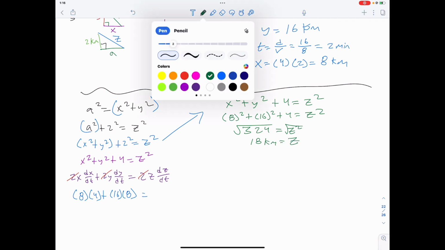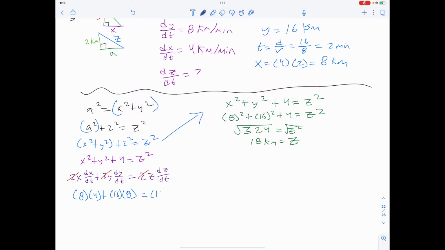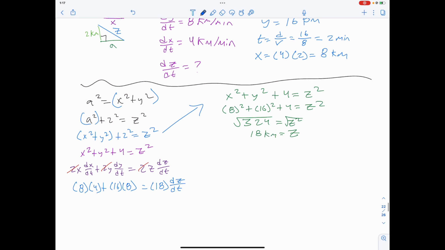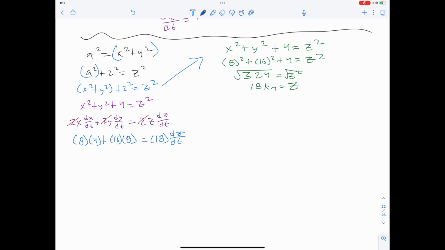And now I can finish off this problem. 18 times dz over dt. Well, 8 times 4 plus 16 times 8 is going to give me 160, and that is equal to 18 dz over dt, which means that dz over dt is equal to 160 over 18, and I can divide the top and bottom by 2 and get 80 over 9 kilometers per minute.